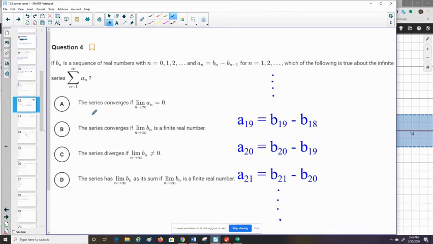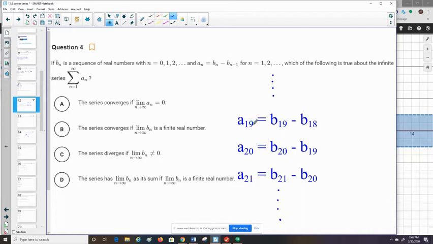Question number 4. Let's see, we've got a sequence of real numbers. The nth term of this series is the nth term of some other series minus the previous term. This one actually had me confused for a little while. I had to read it a couple times to really understand what it was asking, and I didn't really have a solid answer. I was looking at options B and D. Both of these possibly made sense. A word about option A: this is never good logic. If the limit of the terms is equal to 0, then the series converges.